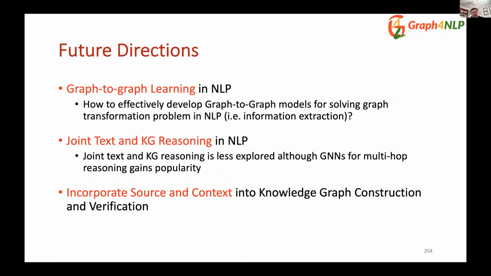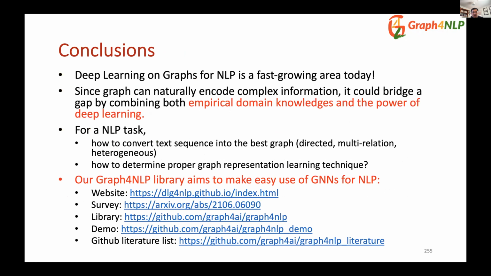The last one is graph learning. Professor G has talked about a lot regarding information extraction using graph models. However, can we develop a more generic model for solving graph transformation problems in NLP? This is a very interesting direction. Also, how do we generally take into account text and commonsense reasoning for NLP, and how do we incorporate the source and the context into the graph construction so that we can do both construction and verification?